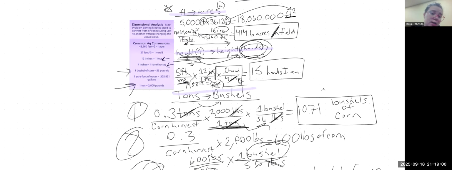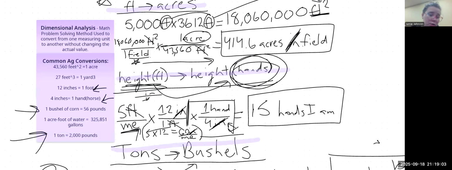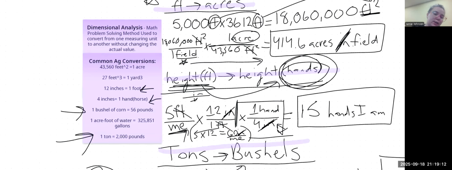a math problem-solving method used to convert from one measuring unit to another without changing the actual value. Has, per examples, 43,560 feet squared is 1 acre. 12 inches is the same thing as a foot. 4 inches is the same thing as a hand when measuring horses. 1 bushel of corn is equal to 56 pounds. 1 acre foot of water is 325,851 gallons. 1 ton is 2,000 pounds.